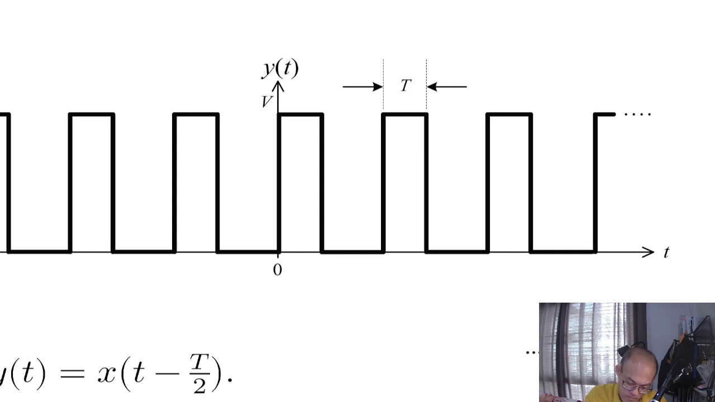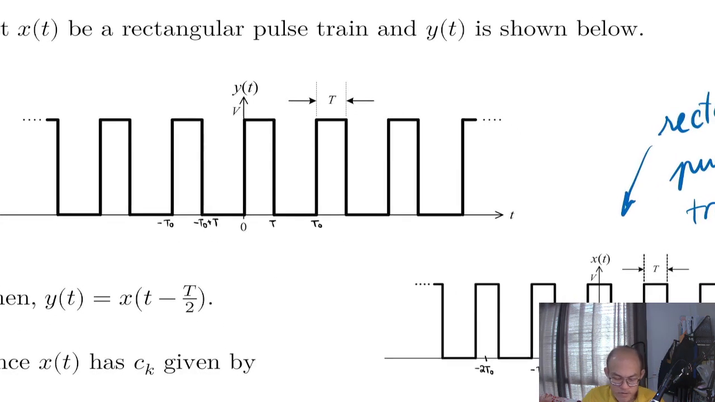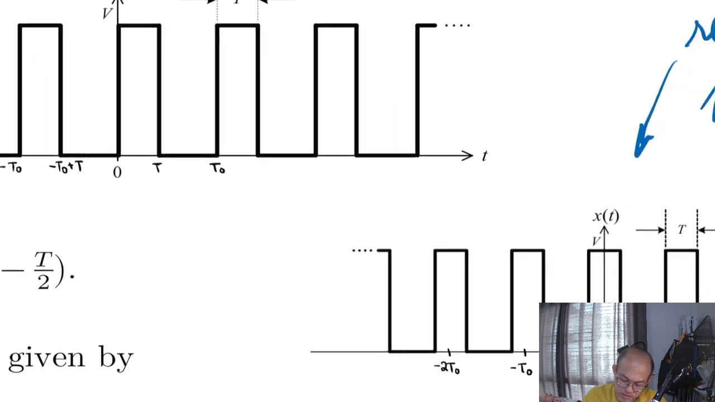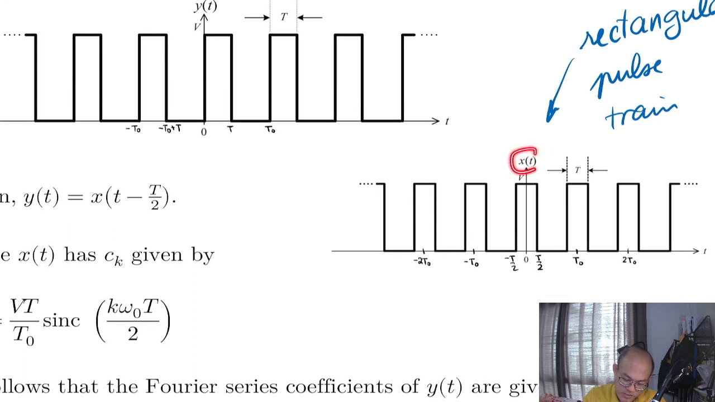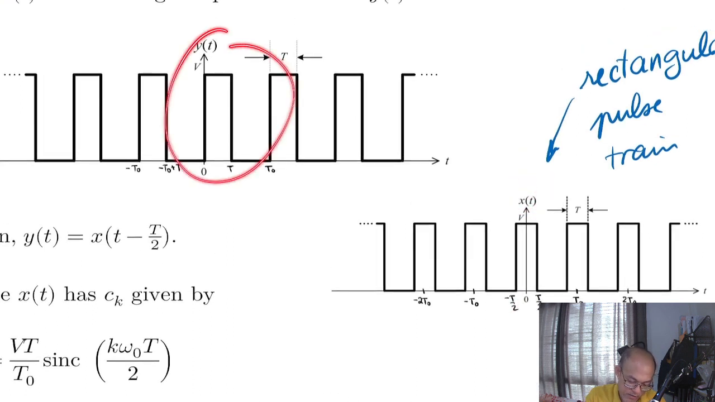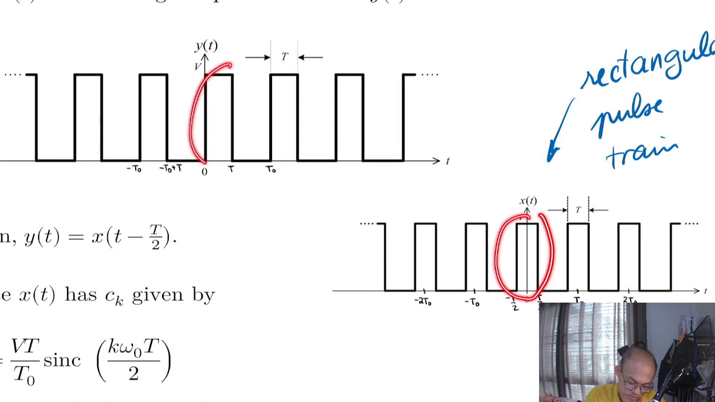And then this is t, this is t0, this is minus t0 plus t. Okay, now you see y, if you shift x to the right by t over 2, you're going to get y. Look at this pulse. The pulse at the top is the pulse at the bottom shifted to the right by t over 2.